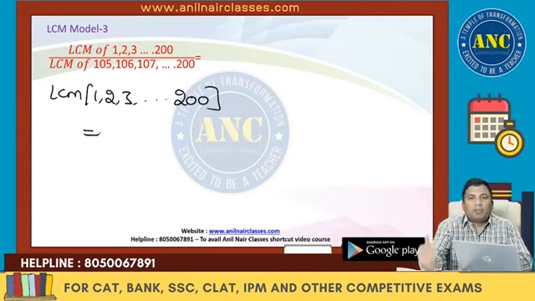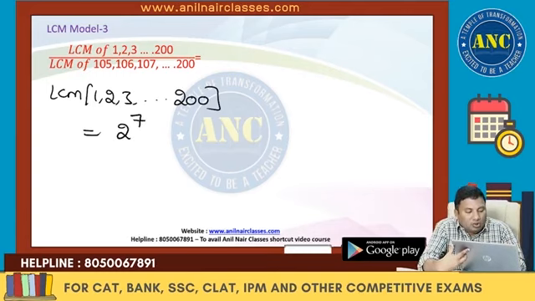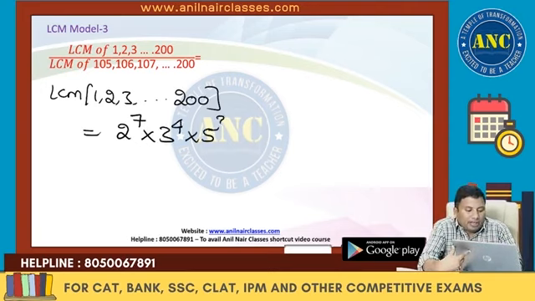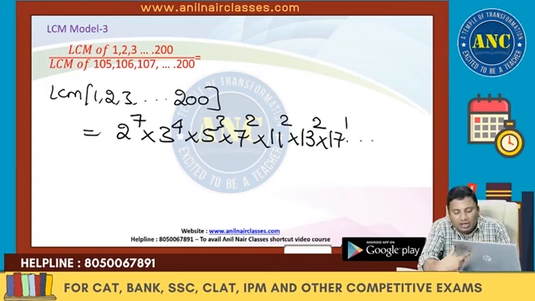What is the highest power of 2 till 200? 2 power 6 is 64. 2 power 7 is 128. 2 power 8 is 256. So it is 2 power 7. Highest power of 3: 3 power 4 is 81, 3 power 5 is 243, so 3 power 4. Then 5 cube, 7 square, 11 square is 121, 13 square is 169, 17 square, and all the remaining primes and so on up to 199 power 1.